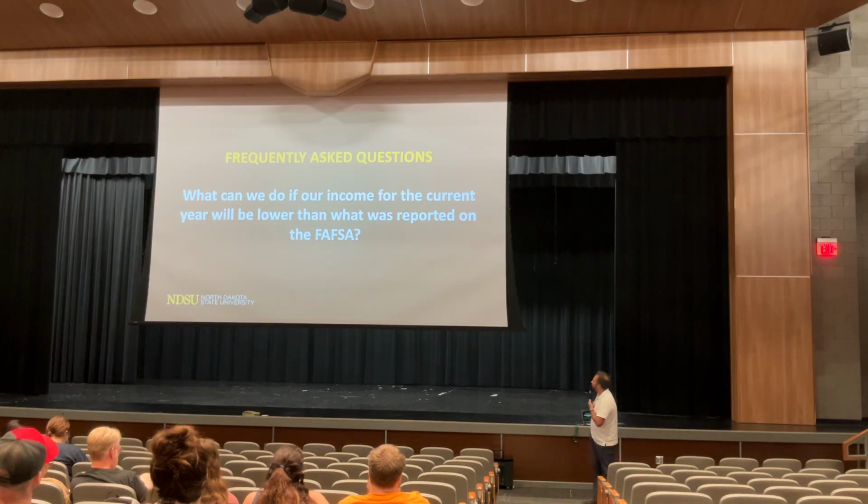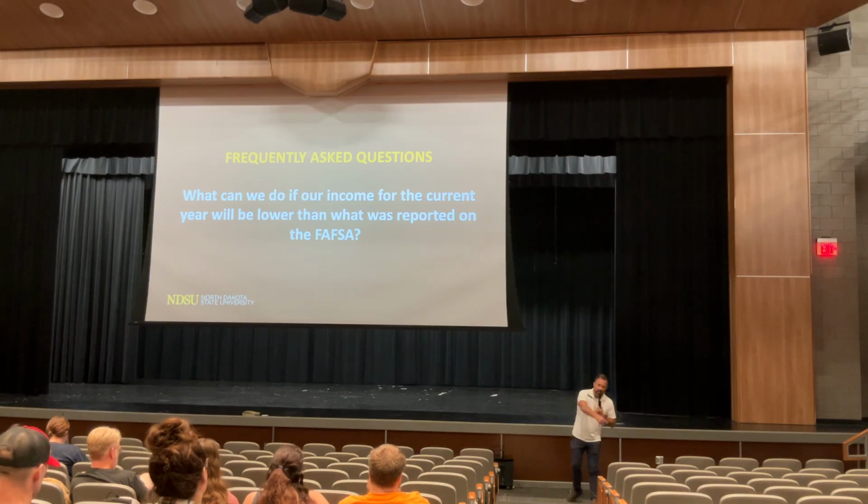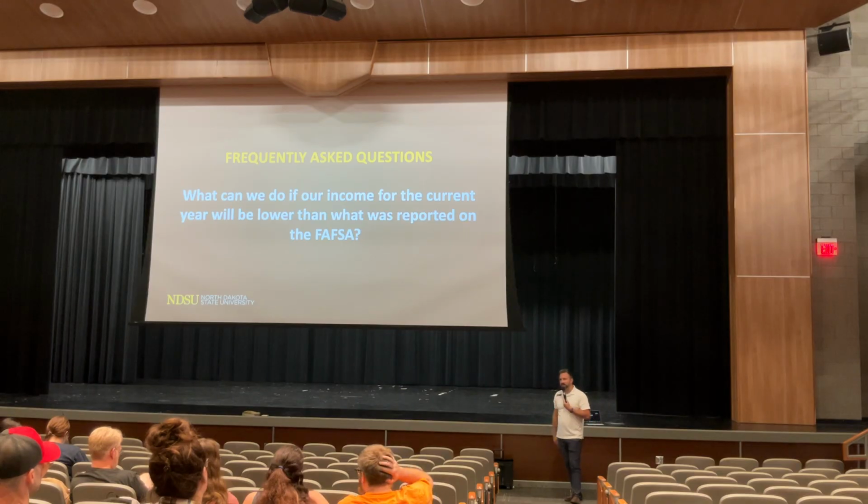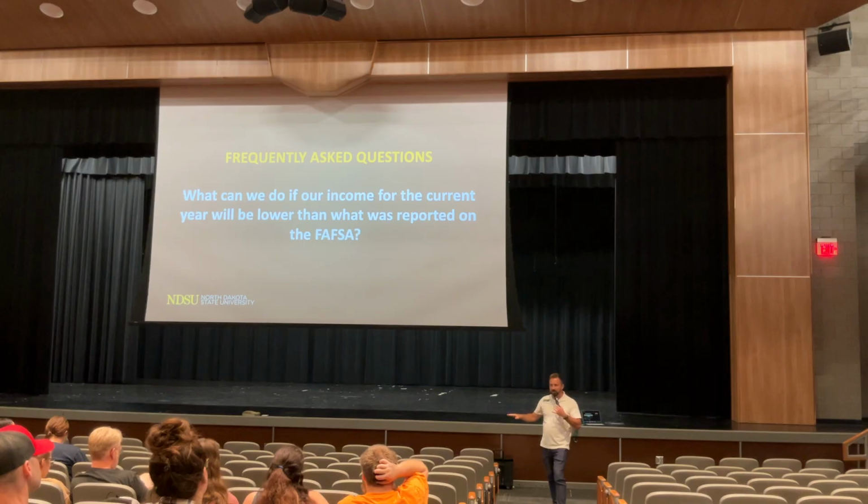What can we do if our income for the current year is lower than what was reported on the FAFSA? So with the FAFSA, if you do it tonight, let's just say, the tax information you're going to use is what you submitted in April of this year, which is actually the income from last year, so your income from 2024, but you're going to be going to college in 2026. What if your income level is way different in 2026 than it was back in 2024, which the FAFSA was based on? Okay, so here's what you're going to do. You're going to do the FAFSA as if nothing has changed. Just do the FAFSA as normal so we have a baseline.